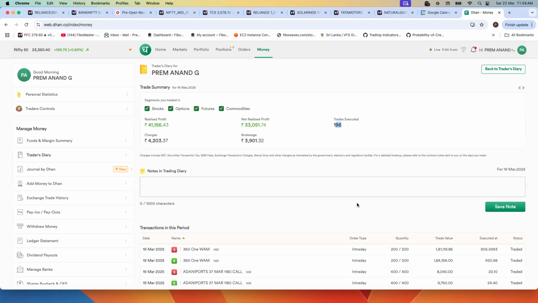40 trades were executed, bought and sold. In those 40 trades, 29 were on loss and 11 were on profit. The total combined result of all 40 trades was somewhere around 2,300 rupees profit. Okay, 2,300 rupees profit, 40 trades done, nothing for me.